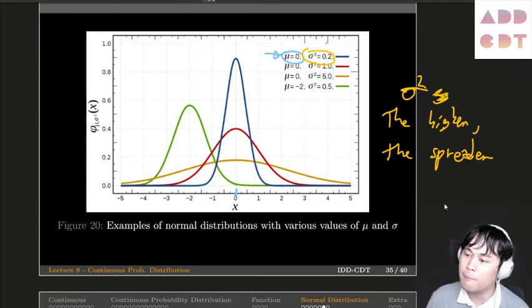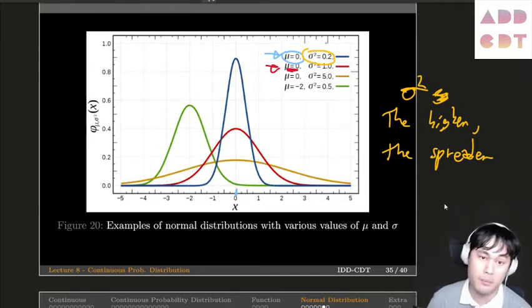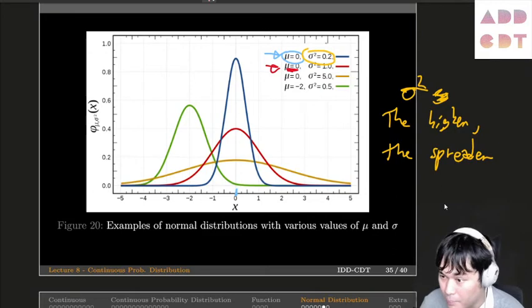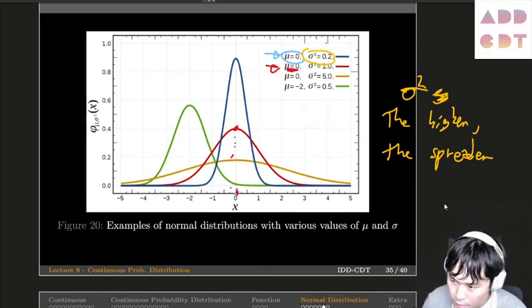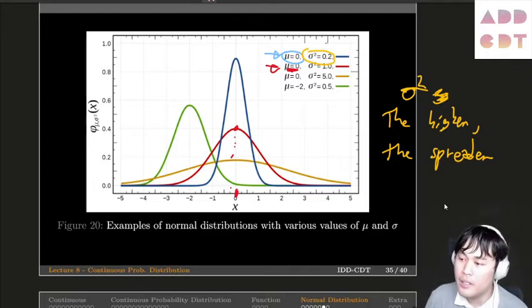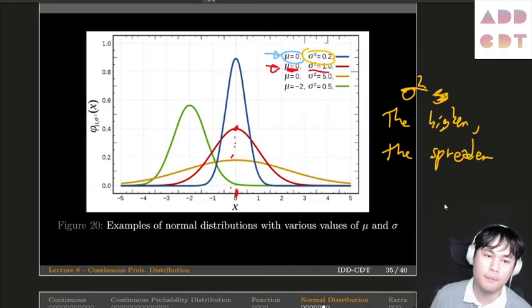What about the red curve? Next let's look at the red curve. It still has the same mu, the same center. And so you can see that the peak of the red curve here is also in the middle of the graph. But here the standard deviation is 1.